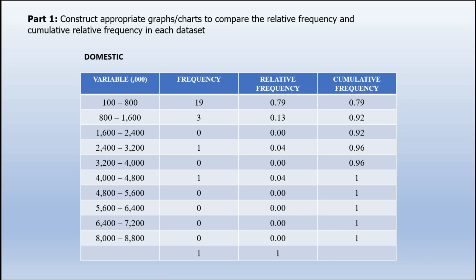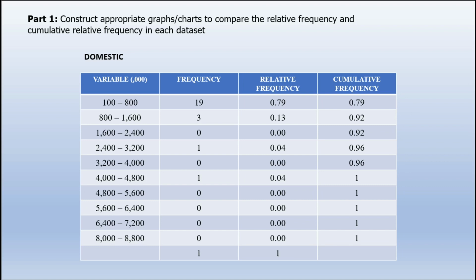The first step is to set the variable, then sort by class in each variable that has been set to find the frequency. To find the relative frequency, the total frequency of each variable is divided by the total number of airlines. For example, the number of frequencies from 100,000 to 800,000 is 19, divided by the total number of airlines, which is 24.